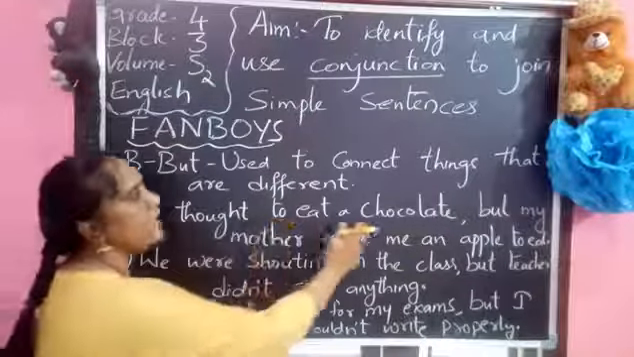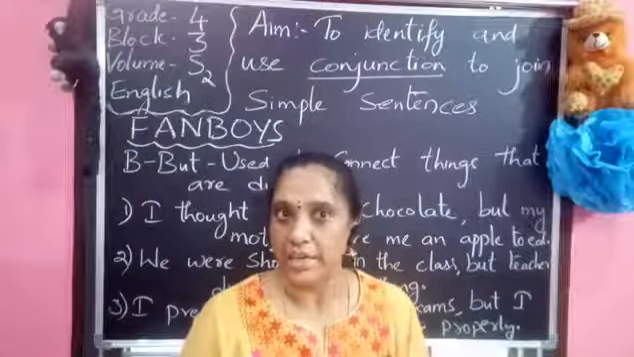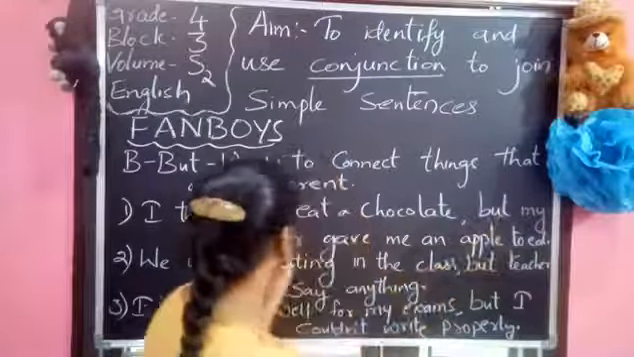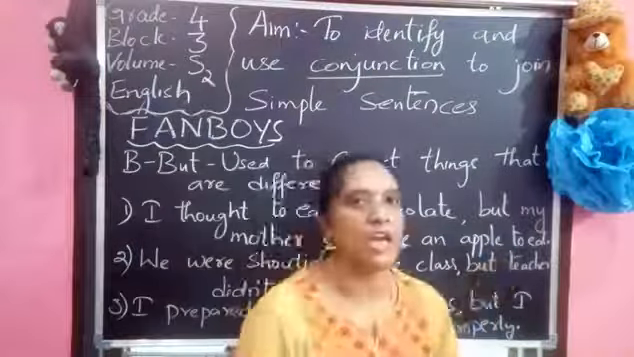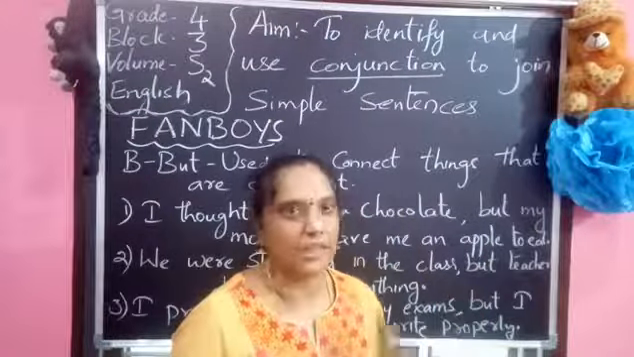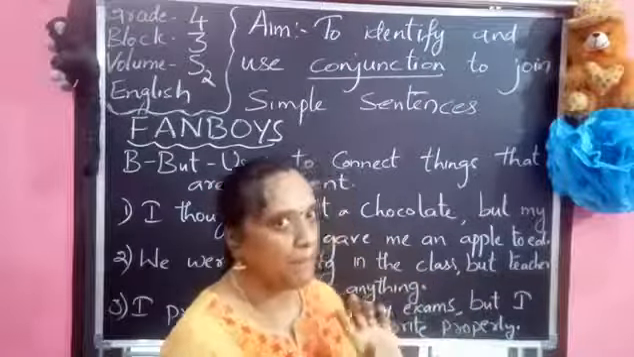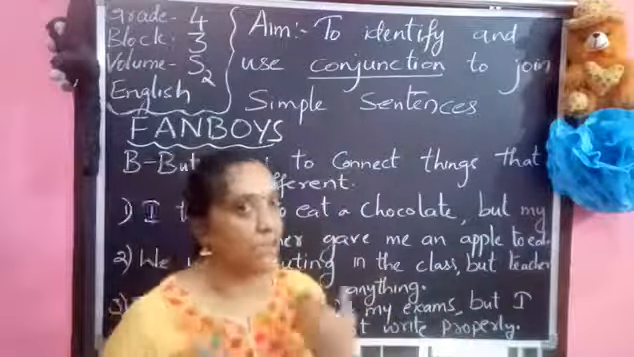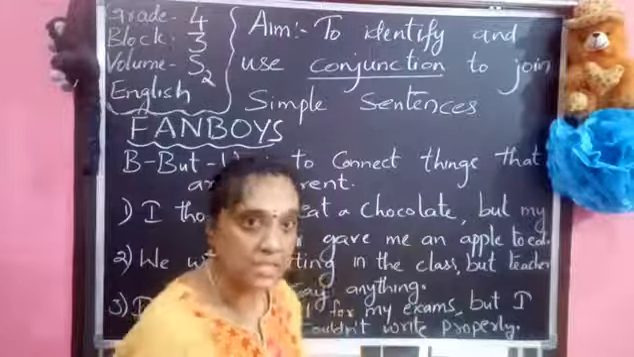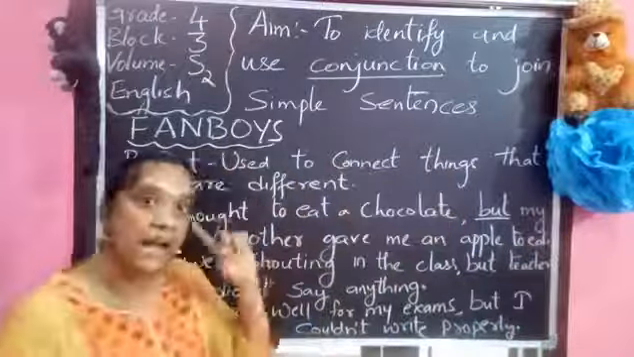I thought to eat a chocolate. If I think to eat a chocolate, normally I want to eat a chocolate. But something different happened. What is that? My mother gave me an apple to eat. I thought to eat a chocolate, but mother gave me an apple. She thought that it is very energetic to eat an apple. So what must I use? I want to use but. This is the other thing which happened than my thinking.